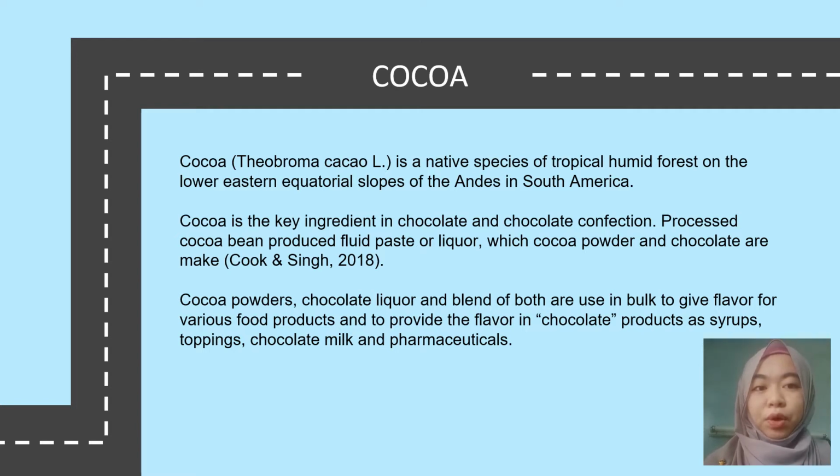Cocoa, Theobroma cacao L., is a native species of tropical humid forest on the lower eastern equatorial slopes of the Andes in South America. Cocoa is the key ingredient in chocolate and chocolate confection. Processed cocoa beans produce fluid, paste, or liquor from which cocoa powder and chocolate are made (Cook and Sing, 2018).